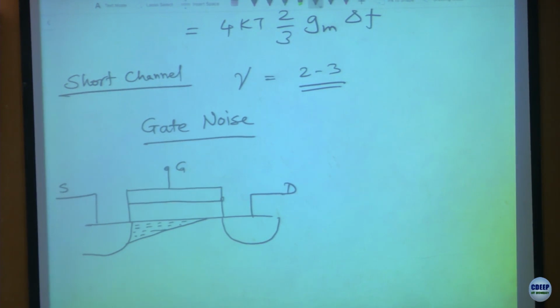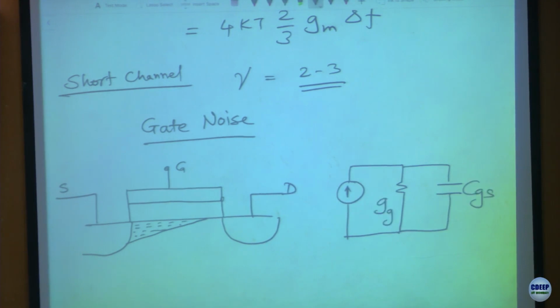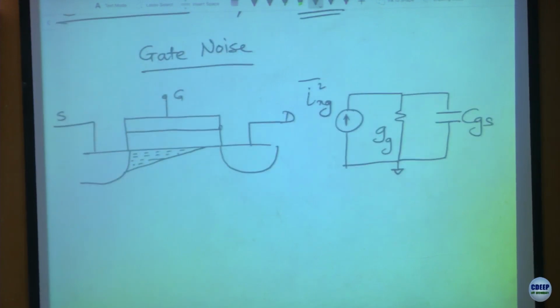And I will show you the model behind it. So it's modeled like this. This is your CGS, let's say, and the gate resistance RG we did in the last class, if you remember, and this is your I n g. I'll explain this, just a minute. Okay, so this is done. This is called van der Ziel's model. It's not capital D, it's small d.